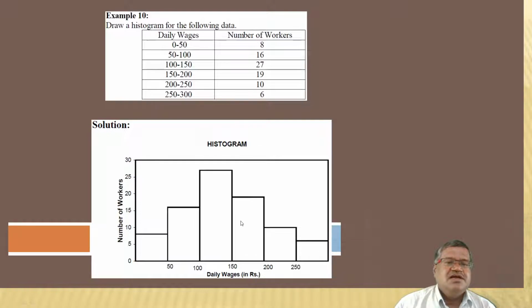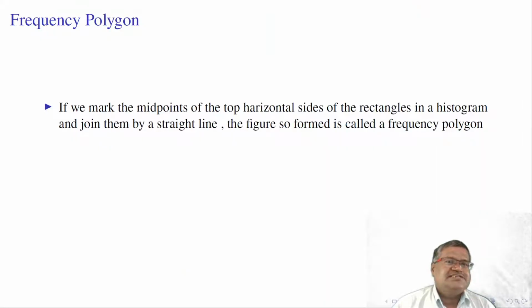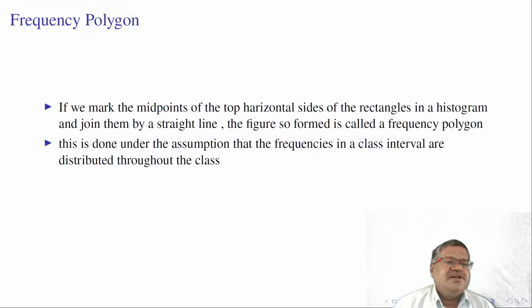This is called histogram. Next graph is frequency polygon. If we make the midpoints of the top horizontal sides of the rectangles in a histogram and join them by a straight line, the figure so formed is called a frequency polygon. Just identifying the midpoints of the histogram and joining them with a straight line gives us frequency polygon.